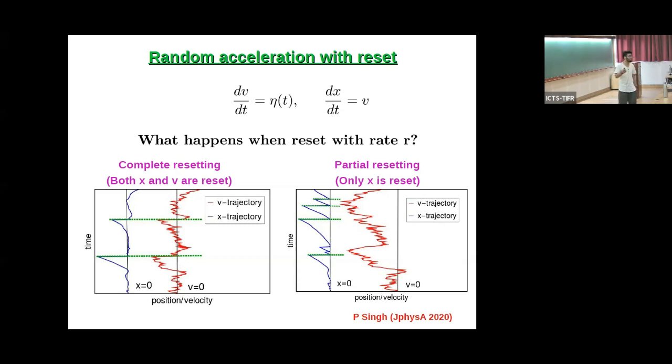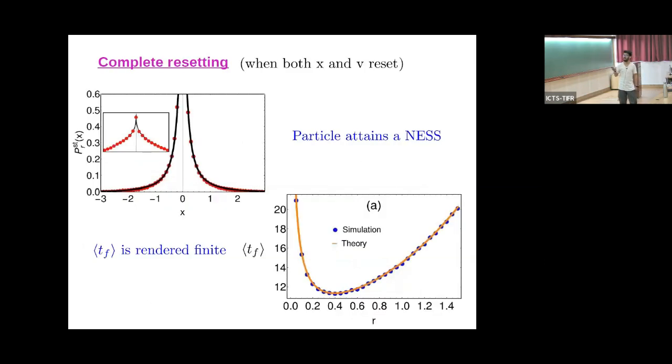Maybe you can repeat your question. Is there no sense in which you can just reset velocity but not position? Or is that not, in principle, an interesting thing to do? In principle that can be done, but I didn't consider that. But I would assume this thing will come up there also. And you expect there to be a steady state and so on in that case? I would expect. Okay.